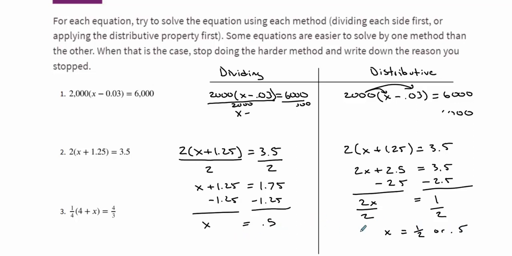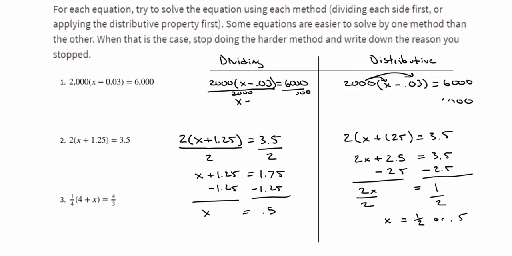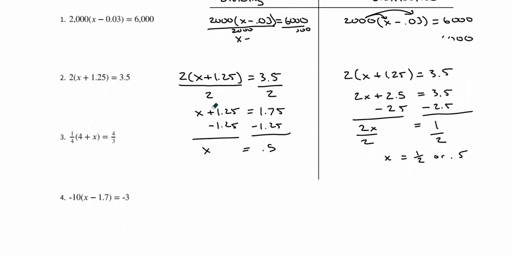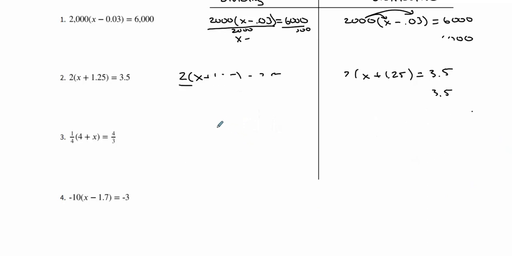So I get the same answer, only this time I didn't have to get out my calculator at all, did I? I was able to do that all without a calculator. So number 3. One-fourth times the quantity 4 plus x equals 4/3.